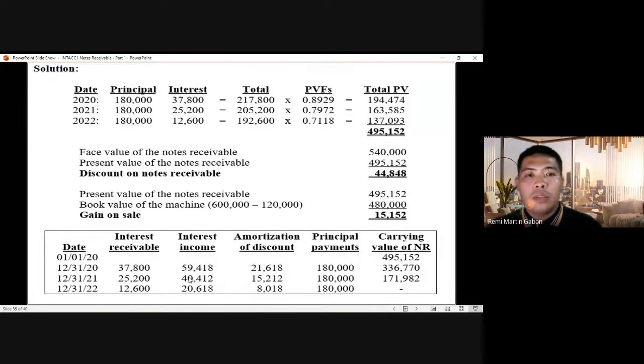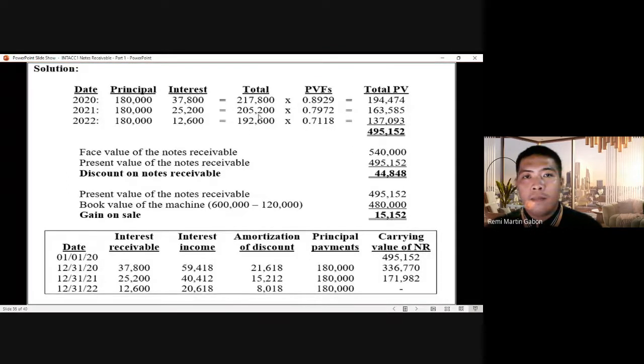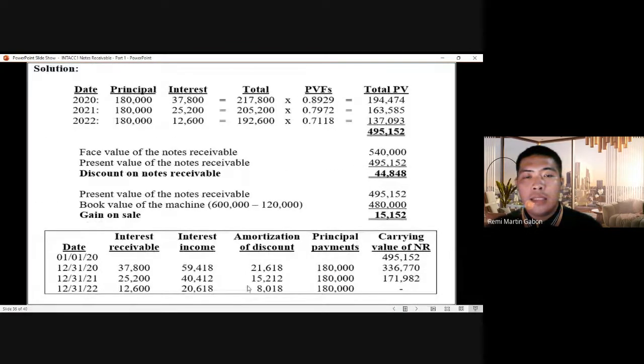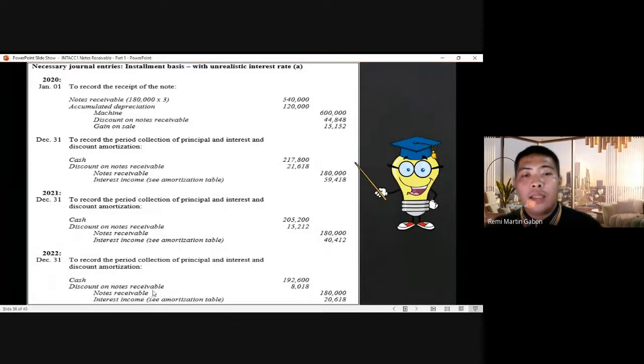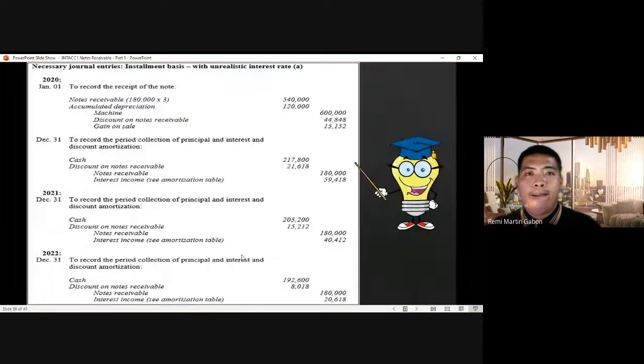40,412. Then last, debit cash, 192,600. Then debit discount, 8,018. Then credit notes receivable 180,000 and credit interest income of 20,618. Okay? Last.